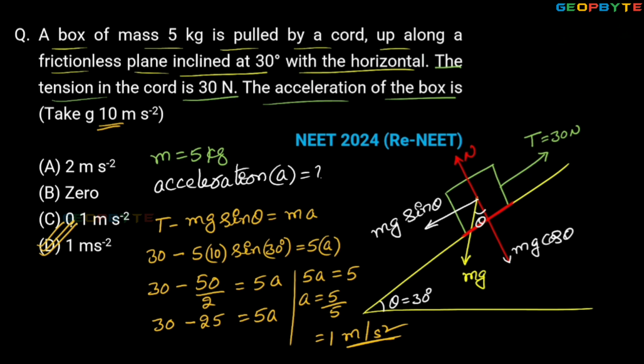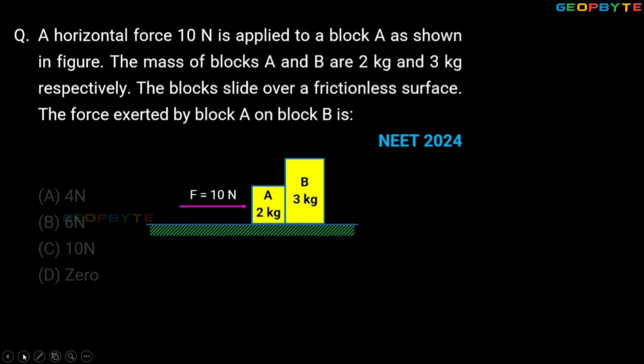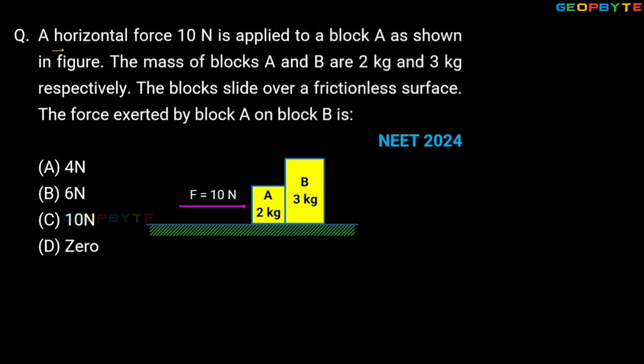Look at the option D. Option D is absolutely correct. Are you following clearly? Yes. Similarly, let us take another important problem. It is asking like this. A horizontal force 10 newtons is applied on a block as shown in the figure. Look at the force acting on the combined blocks. The mass of block A is 2 kilograms and the mass of block B is 3 kilograms respectively. The blocks slide over a frictionless surface.